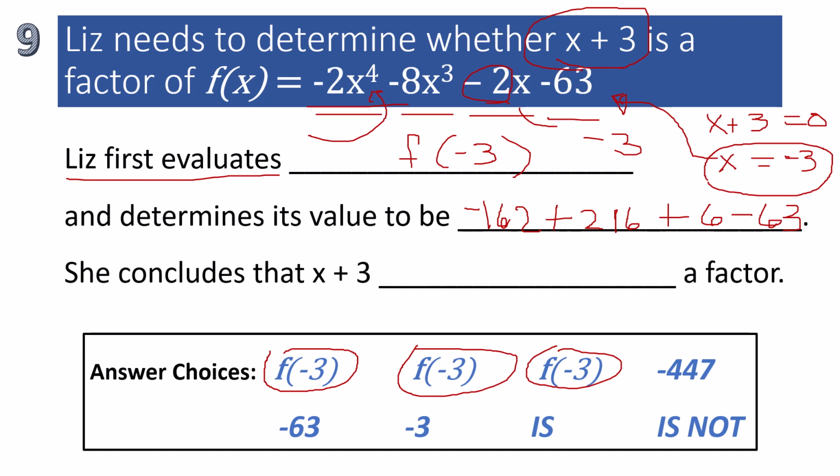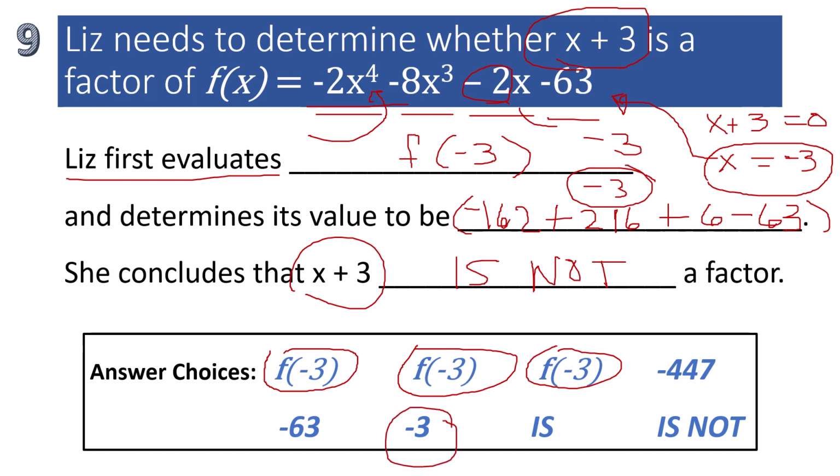And I get -3. So she concludes that x plus 3 is not a factor because when she plugs in -3, f of -3 is going to be -3. So -3 goes in right here. The second line is correct because we didn't get 0.